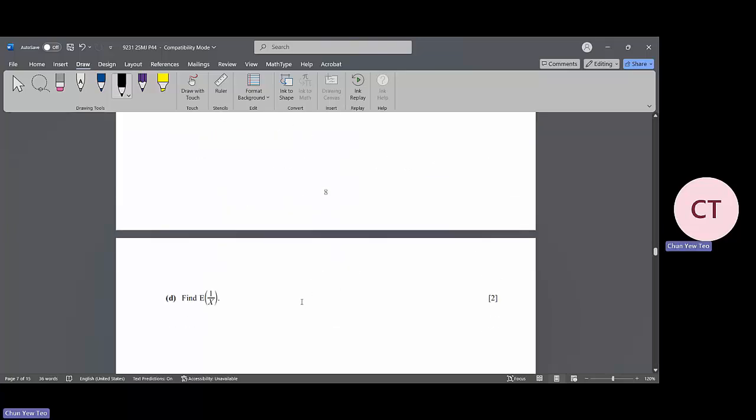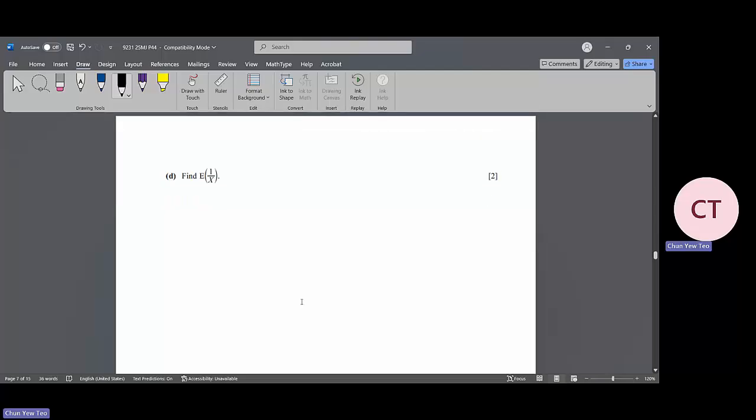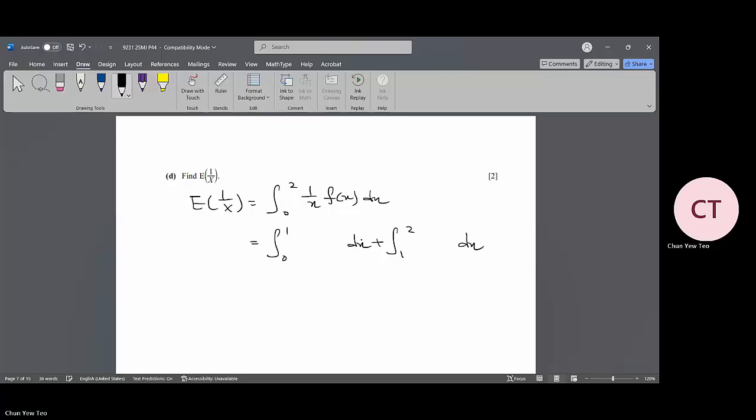And move on. 4d, we want to find E of 1 over x. So to find E of 1 over x, you actually want to integrate from 0 to 2, 1 over x of f(x). So you need to separate them into 0 to 1 plus 1 to 2. Okay. So just now this one is supposed to be kx over x. It's actually k. Okay, so maybe we just write 1 over x multiplied by this one, which is 6 over 17x.